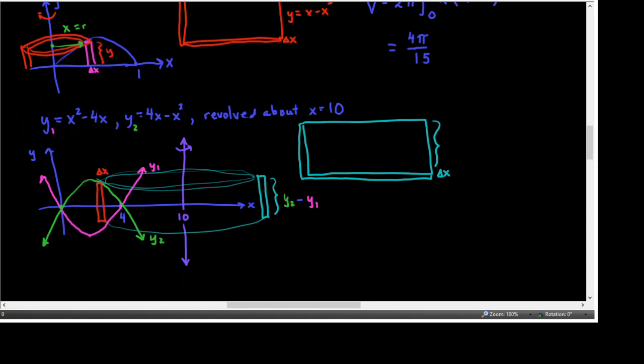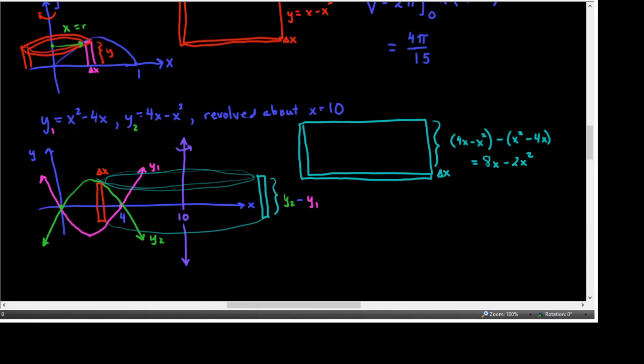And so over here, what I'm going to write for this length is, by substitution, y2, which is 4x minus x squared, minus y1, which is x squared minus 4x. And if I were you, I'd go ahead and simplify that. So 4x minus negative 4x is 8x. Negative x squared minus x squared is minus 2x squared. That'll be a much nicer thing to take into our integral in just a minute.